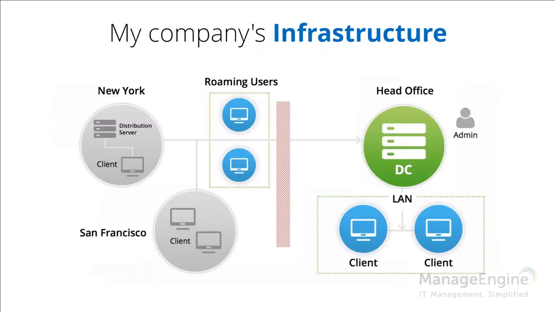So I'm going to take you through a quick scenario to make things easier to understand. Understand that this is my company infrastructure. I'm the administrator, and I've been given the task of configuring Desktop Central and creating a LAN, WAN, and roaming user office setup in order to manage my network.